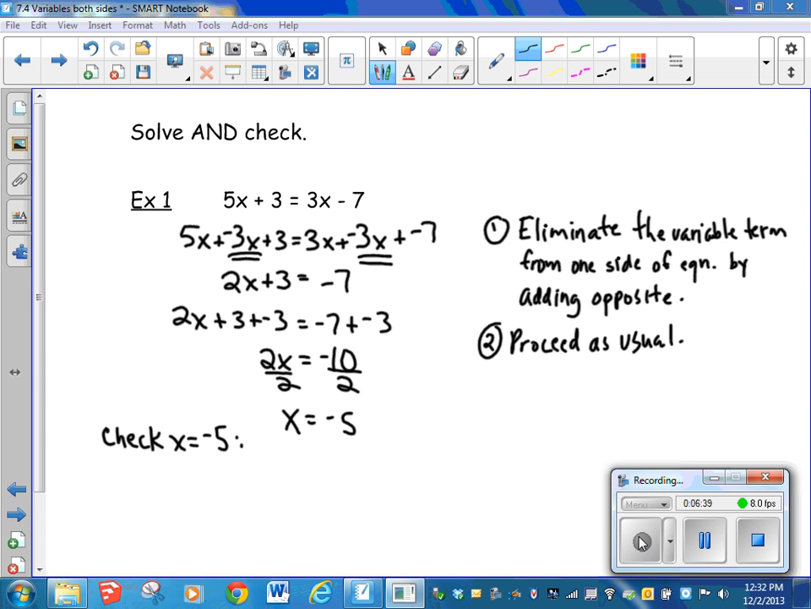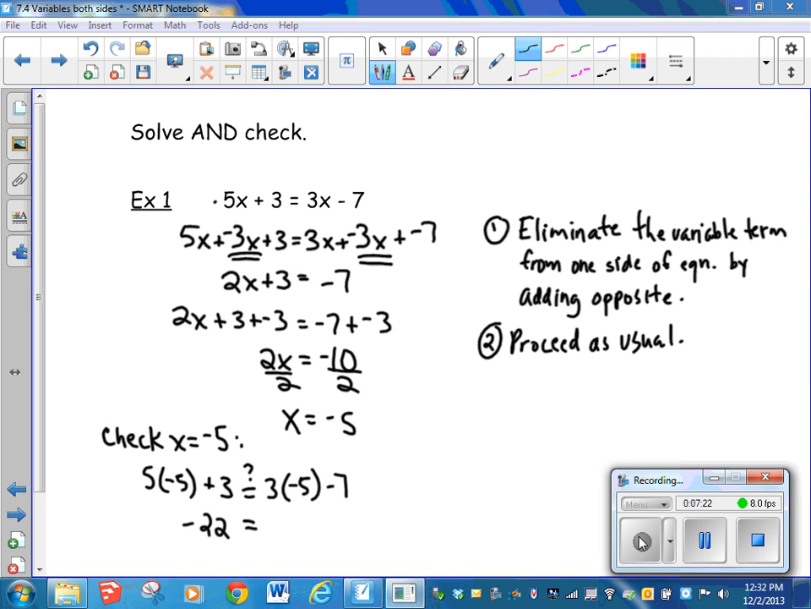So I'm going to change that into 5x. Instead of x, I'm going to substitute in -5. 5 times -5 plus 3. We want to know, does that actually equal 3 times -5 minus 7? So what's 5 times -5, Luke? -25, plus 3 is -22, -22 on that side. And 3 times -5, what's that, Mikey? 3 times -5, -15.